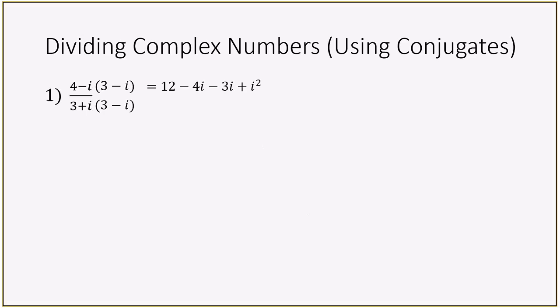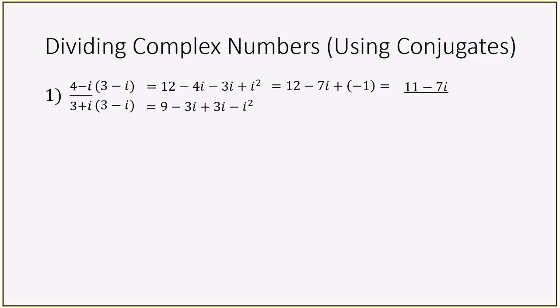So if I multiply out the top, 4 times 3 gets me 12. 4 times negative i gets me negative 4i. Negative i times 3 gets me negative 3i. And negative i times negative i gets me i squared. If I replace the i squared with a negative 1 and combine the i terms, I get 12 minus 7i plus negative 1, and I get 11 minus 7i.